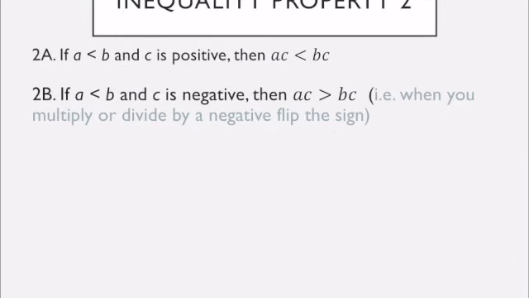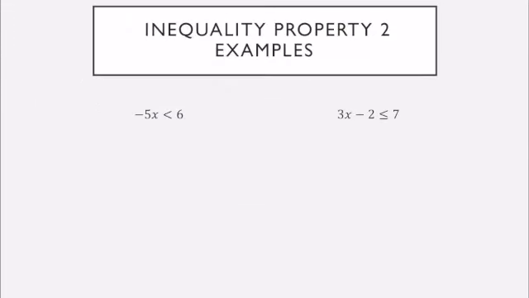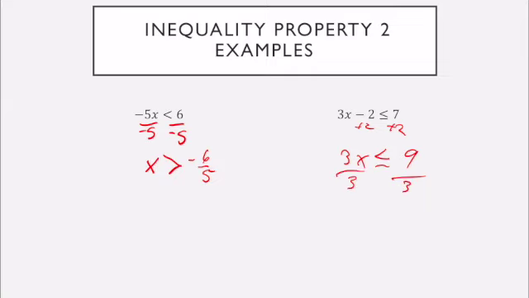This property also holds no matter what inequality symbol you use. So let's go ahead and solve these two examples. I'm going to take both sides to get x all by itself and divide them by -5. That gives me x is, I have to flip the sign, greater than -6/5. For this example over here, first I need to use the additive property. So I have 3x is less than or equal to 9. Then I have to divide both sides by 3 to get x by itself. So I have x is less than 9 divided by 3, which is 3.